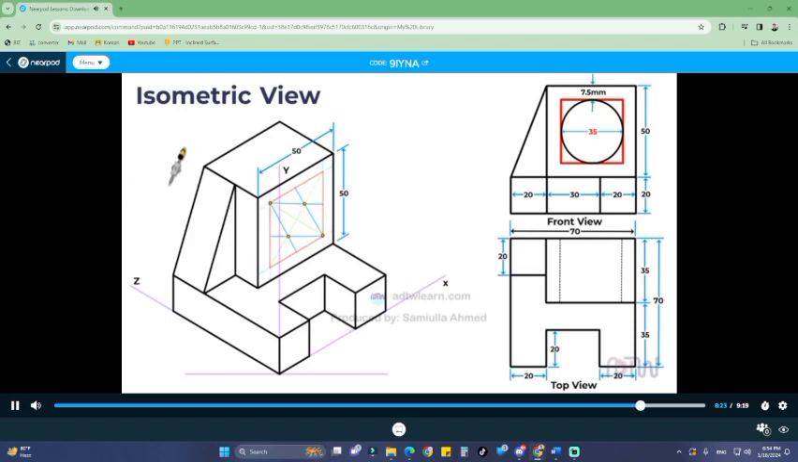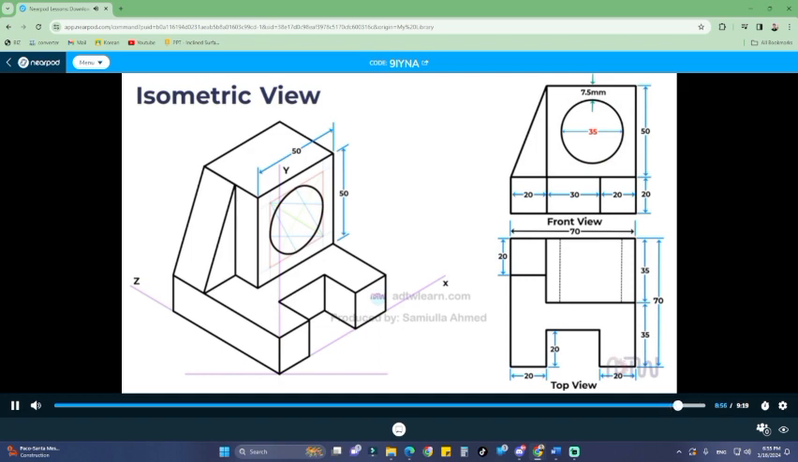Take a compass, using this point as a center, adjust it to this length and draw an arc as shown. Similarly, using this point as a center, draw an arc as shown. Next, using this point as a center, adjust the compass to this length and draw an arc. In the end, using this point as a center, draw an arc. This is how the final circle looks in the isometric view. This is how the final figure looks in the isometric view.